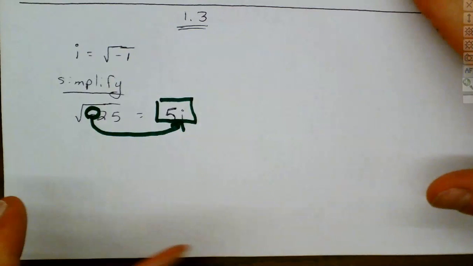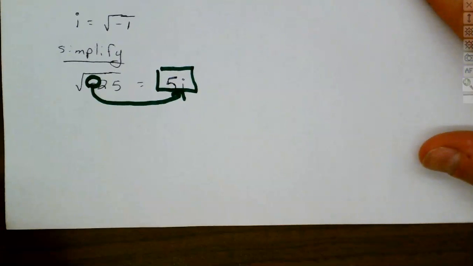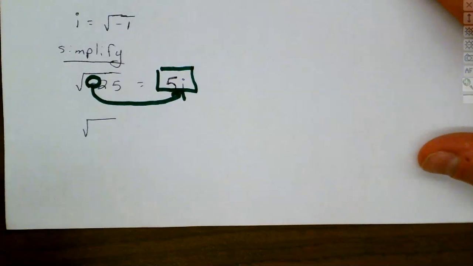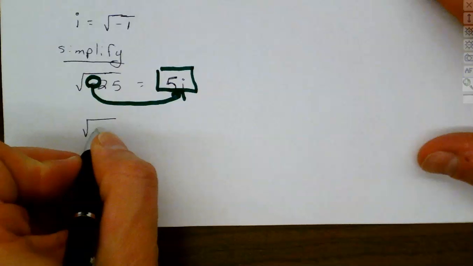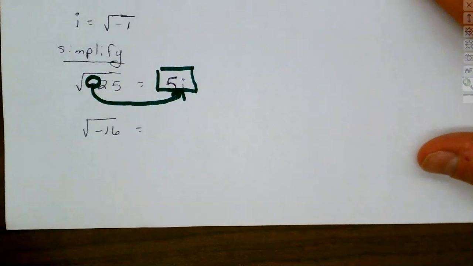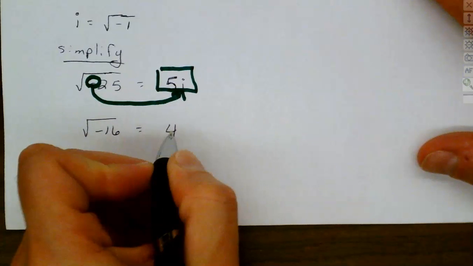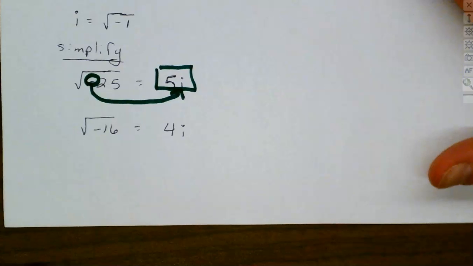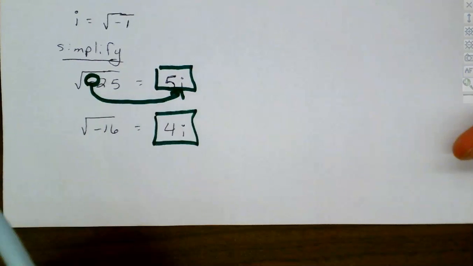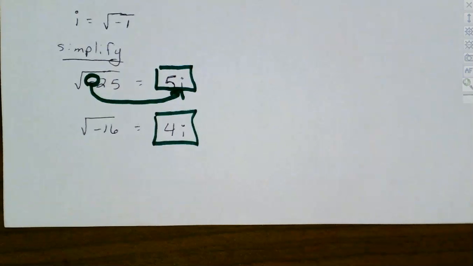Okay, this is 1.3. Let's do another one. How about an easy one here? How about negative 16 underneath the square root? Well, what's the square root of 16? 4. It's negative underneath the root, so what comes out with it? i. Those were all perfect squares.